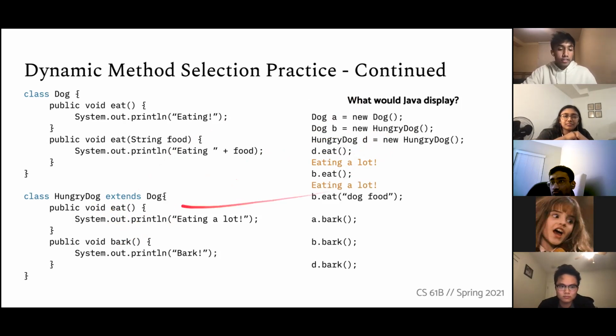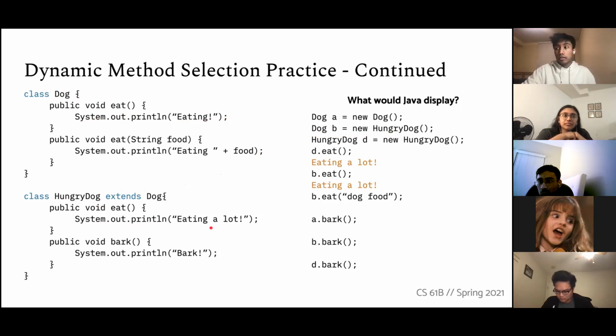So we see we have Dog here, and we lock onto it here. That's during compile time, right? But now we see that our dynamic type is a HungryDog. And when we see that, we go to HungryDog. We see the method is overridden, so we're going to use this one.